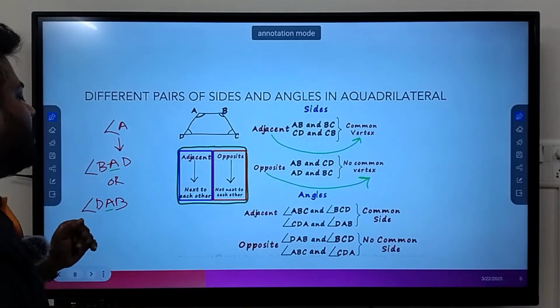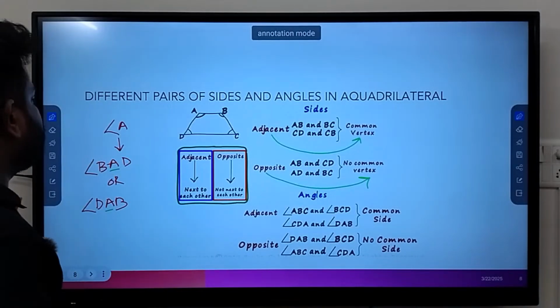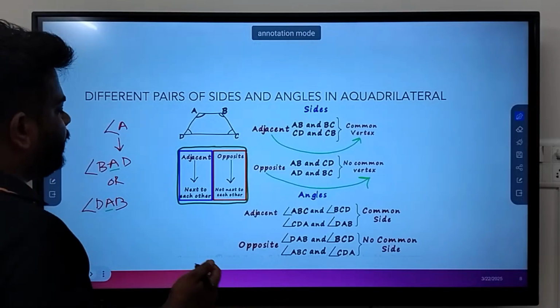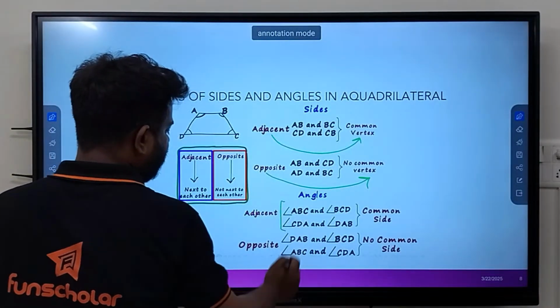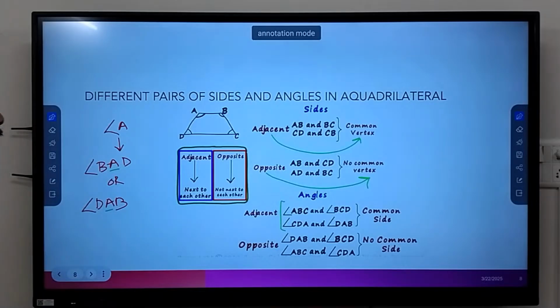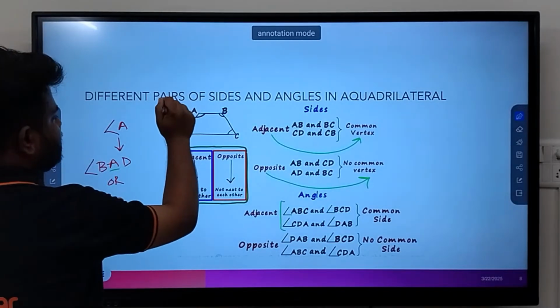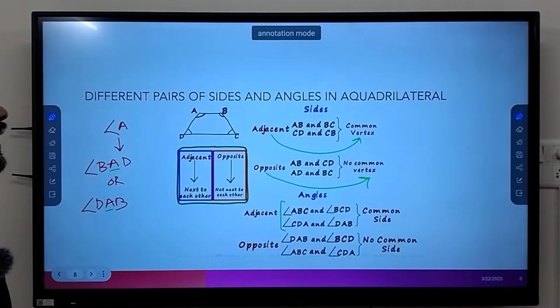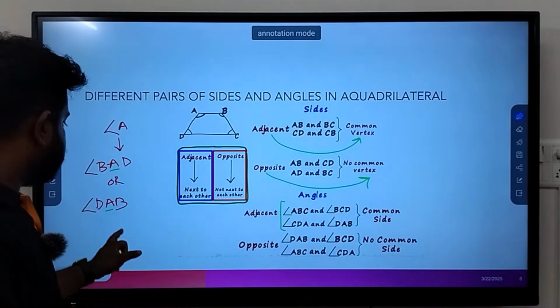Talking about angles, we have already learned about the angles of the adjacent sides. Talking about opposite angles, angle A's opposite angle will be angle C, and angle B's opposite angle will be angle D, because they have no common sides.